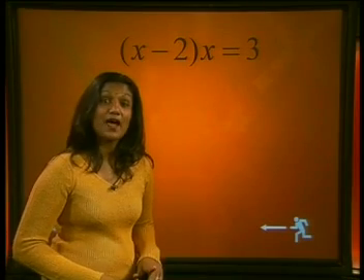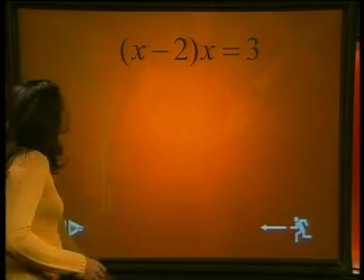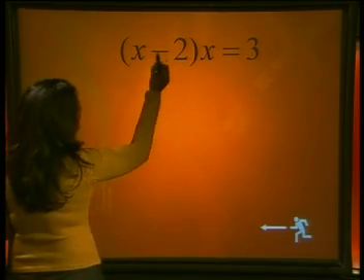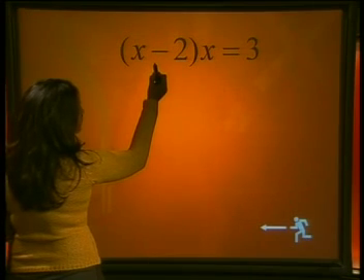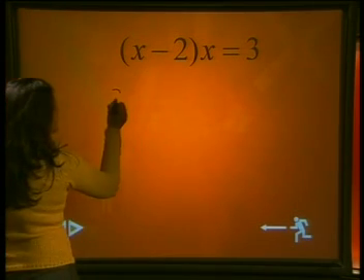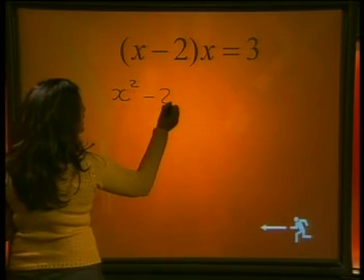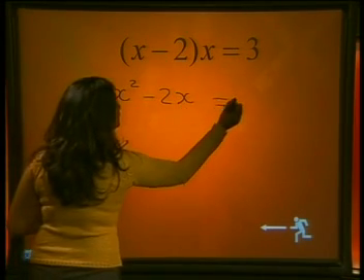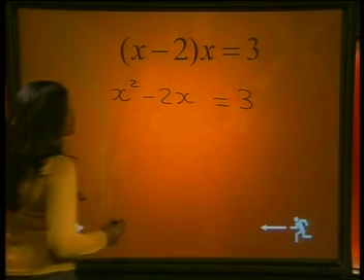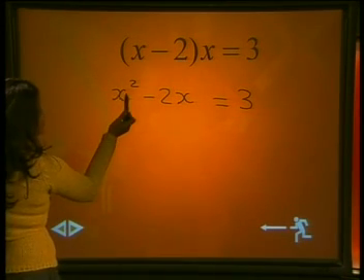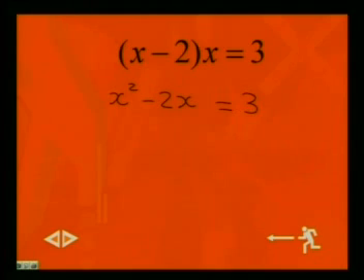So let's multiply out each term. The x must be multiplied into each of the terms in the bracket. We get x times x gives me x squared. x times negative 2 gives me negative 2x is equal to 3. So you see that the power of x here is indeed 2. This is a quadratic equation.